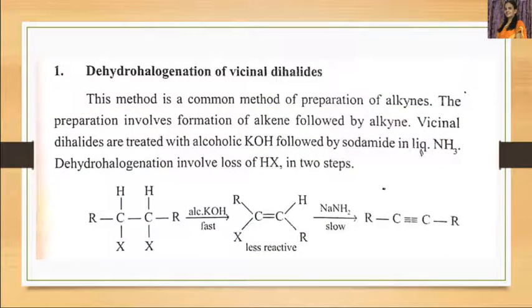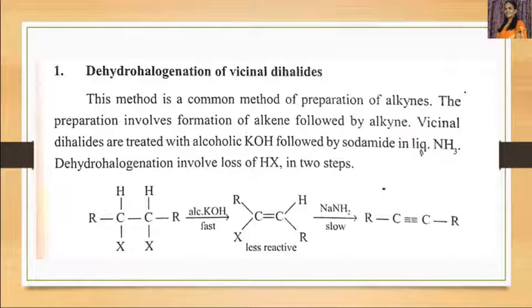Now, let us see the specific methods to prepare alkynes. The first one is dehydrohalogenation of vicinal dihalides. So what is meant by dehydrohalogenation? De means loss. What are all lost? Hydrogen and halogen. So dehydrohalogenation means removal of hydrogen and halogen from adjacent carbon atoms of a vicinal dihalide.